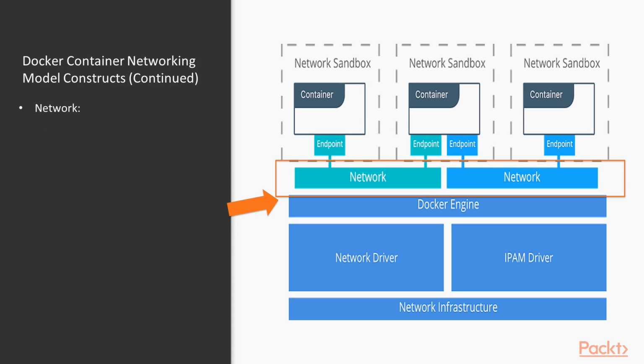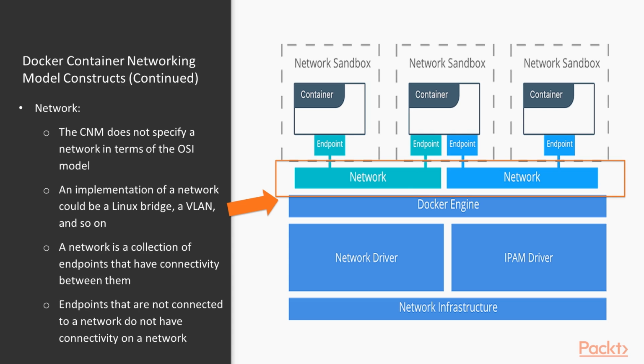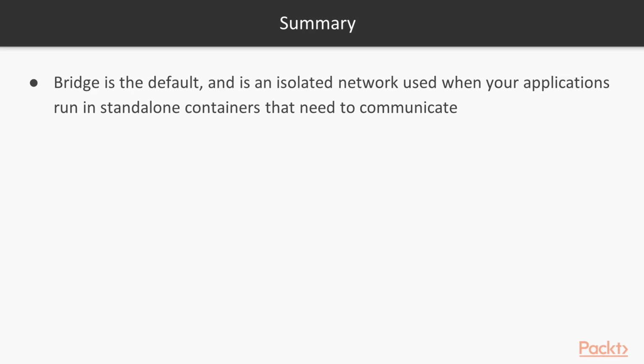The network component. The Container Networking Model does not specify a network in terms of the OSI model. An implementation of a network could be a Linux bridge, a VLAN, etc. A network is a collection of endpoints that have connectivity between them. Endpoints that are not connected to a network do not have connectivity on a network. To summarize, the bridge is the default network type in Docker and is an isolated network used when your applications run in standalone containers that need to communicate.